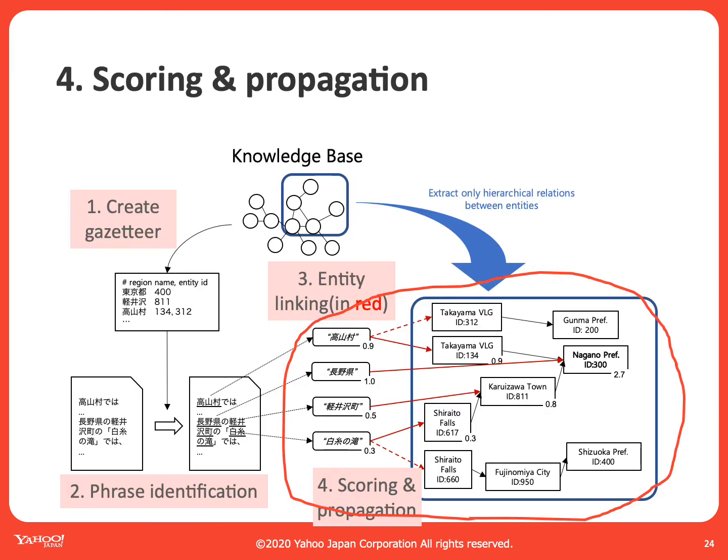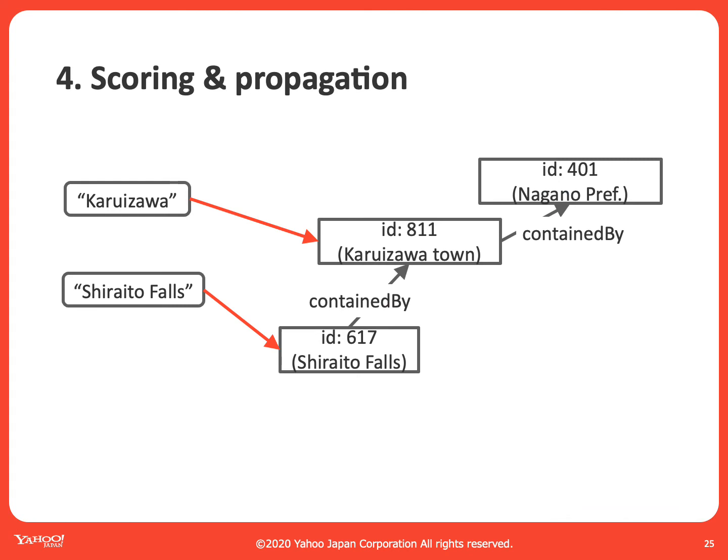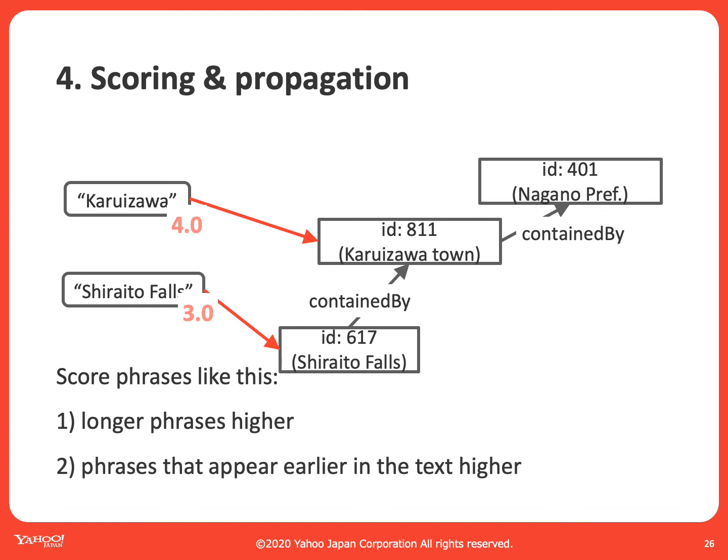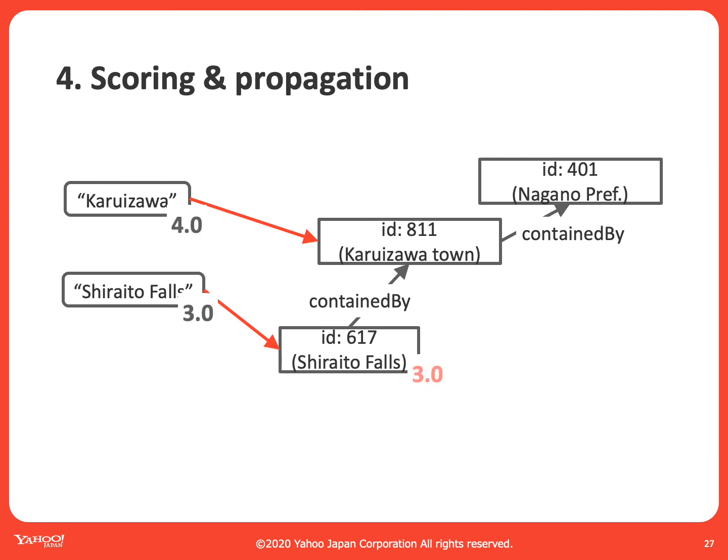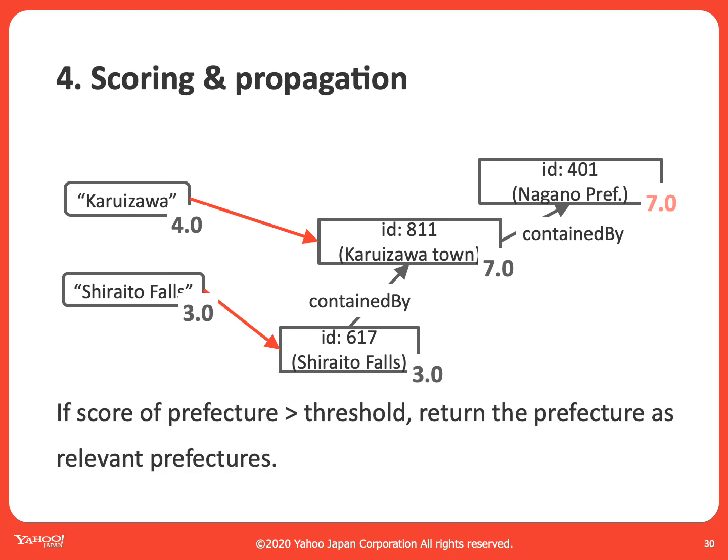In the fourth step, scoring and score propagation, we first score each phrase. We score such that longer phrases and phrases that appear earlier in the text results in higher scores. This is because the longer phrases are less likely to be linked to wrong entities in the entity linking step, and phrases that appear earlier in the text are more important in terms of location prediction. And we propagate the scores to entities and eventually to higher level administrative regions such as cities and prefectures, like this. Finally, if the score of the prefecture is larger than the threshold, we return that prefecture as relevant prefectures for the article.